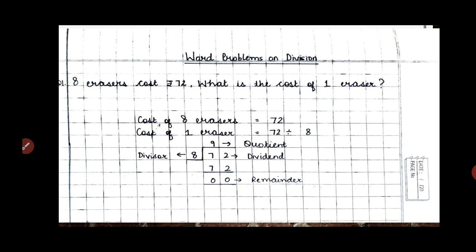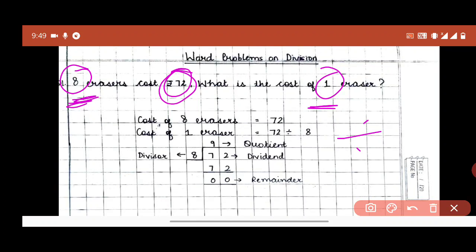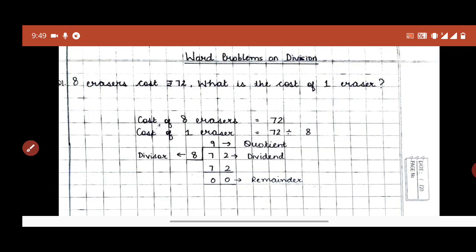So first of all, let's just circle the numbers given in the question. 8, 72 and 1. So information about 8 erasers are given to us. What is the information? That cost of 8 erasers is rupees 72. And we have to find out the cost of one eraser. So, do you remember? In any situation where information about one thing is to be found out, we divide. So let's try to frame sentences. What was the cost of 8 erasers? 72. And what is the cost of one eraser?